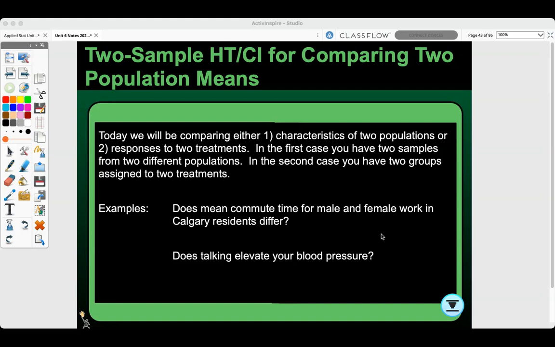The examples we're going to do today are: does mean commute time for male and female working Calgary residents differ? The one you're going to do on your own is: does talking elevate your blood pressure?